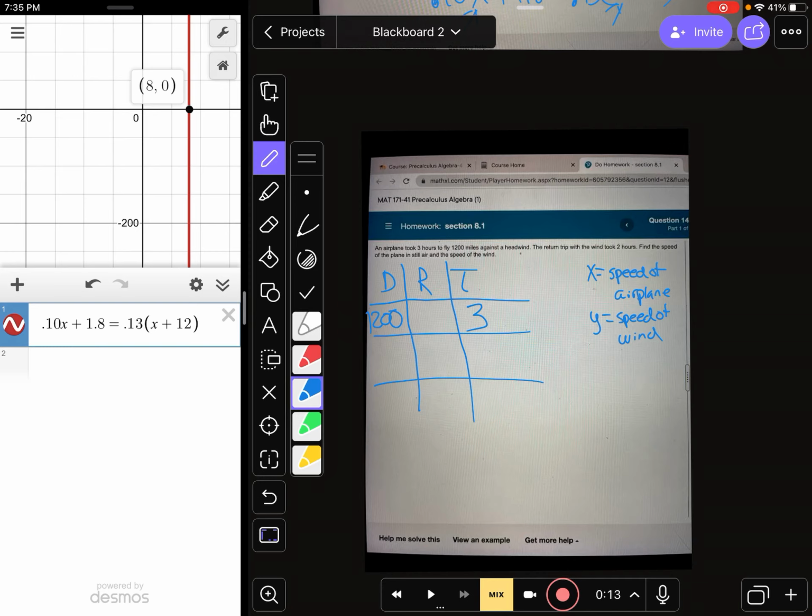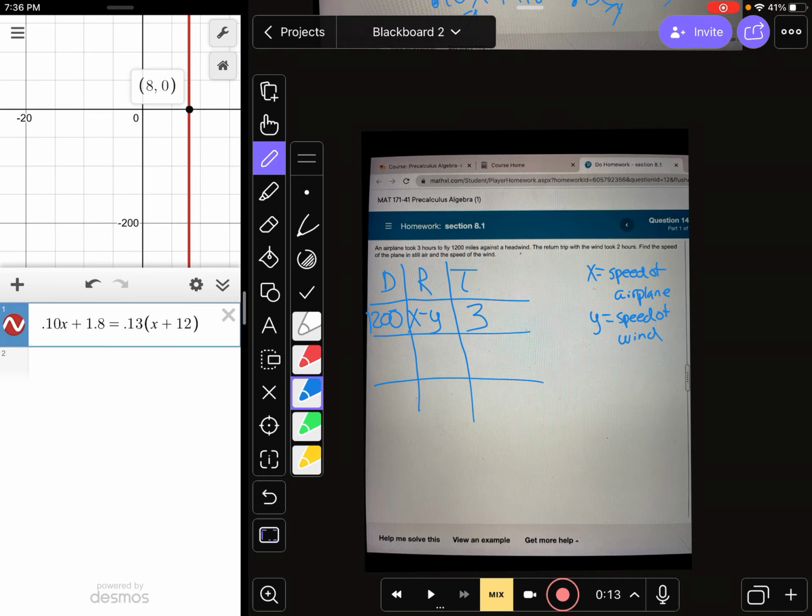Well, the same thing is happening here. It's going to be the speed of the airplane, which we called X, minus the speed of the wind. Okay? Speed of the airplane minus the speed of the wind. That's going to be your rate because it's going into the wind. It's slowing it down.